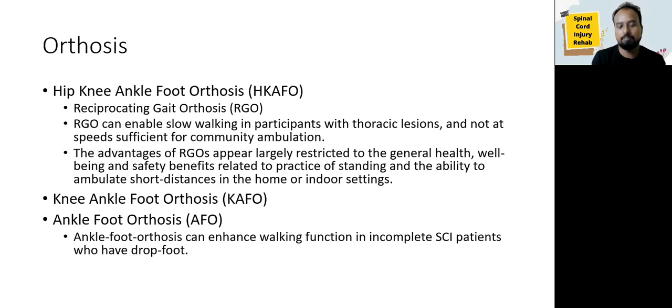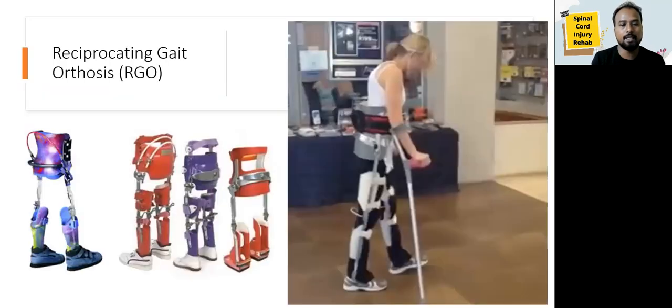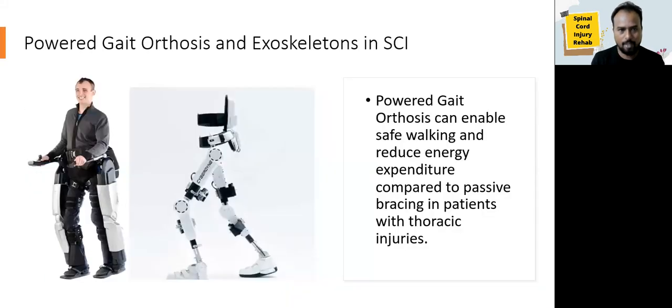And this is the RGO. Again, you can see it covers up to the entire hip. RGO can be useful to some extent in indoor mobility, or mostly as a tool for therapeutic walking, that is, walking in the clinic just to avoid complications of not standing and walking. It is less likely to translate into functional walking.